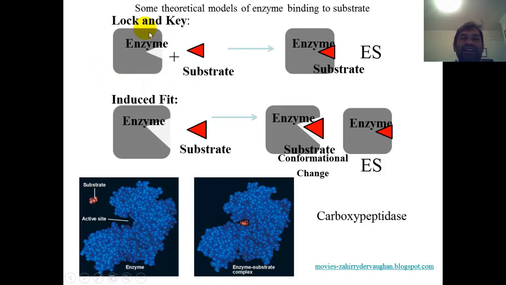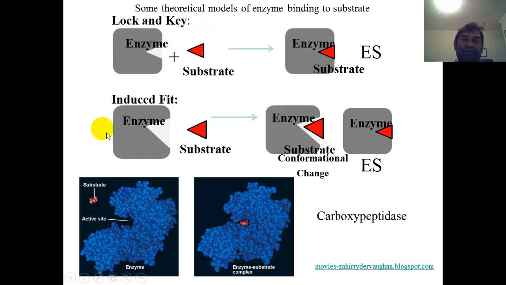We have the lock and key model where the substrate just literally fits into the enzyme's active site as a key would fit into the lock. Very specific. There are no adjustments. There are no conformational changes. It just fits in nicely.